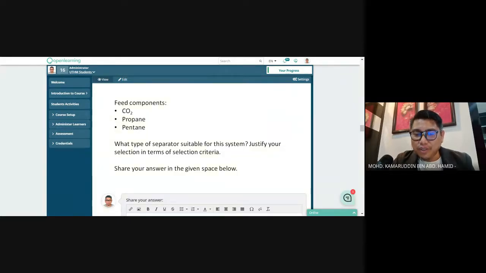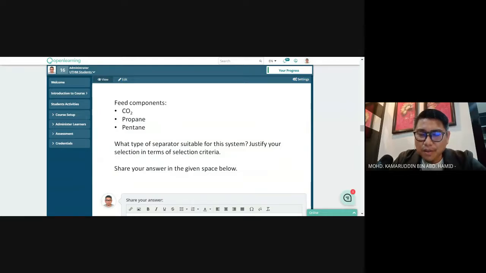Flash absorb sebab ada non-condensable gas dan dia less energy cost. Okay, either you want to use flash ataupun absorber, yes, both much better than reboil absorber. Although reboil absorber you can use to separate CO2, but what is the purpose for you to reboil the liquid? Since CO2 never be a liquid. Okay, CO2 never be in a liquid.